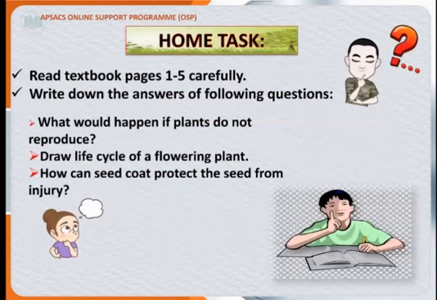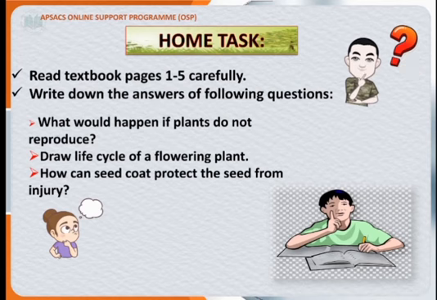Home task. Read textbook pages 1 till 5 carefully. Write down the answers of the following questions in your notebook. What would happen if plants do not reproduce? Draw the life cycle of a flowering plant. You have to draw a neat and labeled diagram and also color the diagram. How can the seed coat protect the seed from injury? You have to think and write the answer yourself in your notebooks.